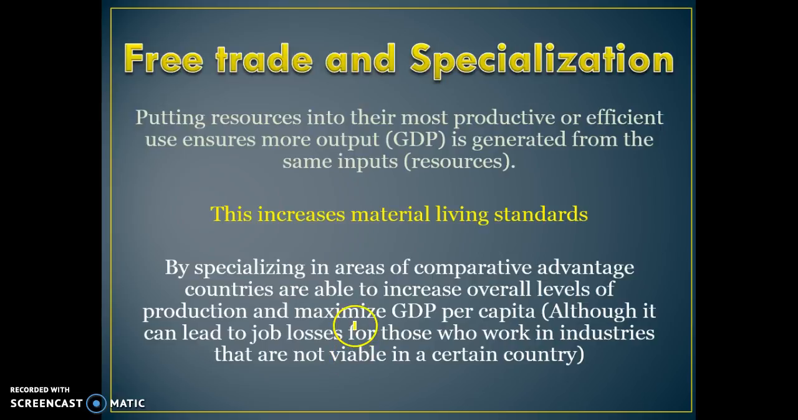The problem though is that in real life, specialising in areas of comparative advantage does lead to job losses, because if we're specialising in what we're good at and you have a job in the one where we don't have comparative advantage, you could potentially lose your job. But the net benefit should outweigh the cost because overall GDP per capita should increase, and that's the theory behind globalisation.